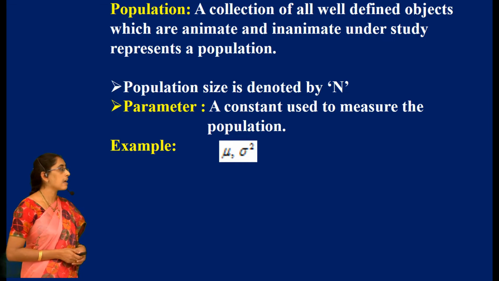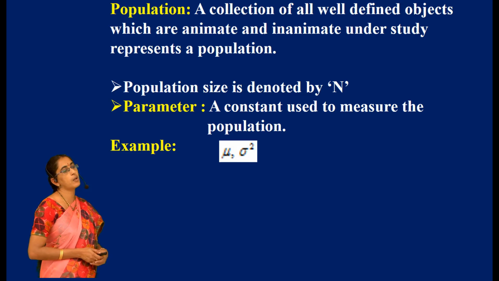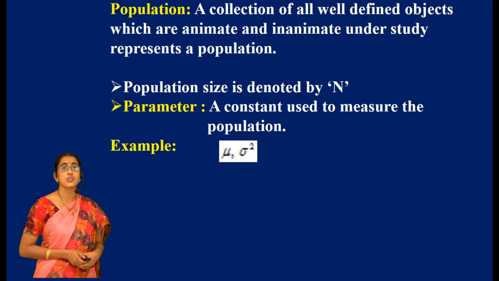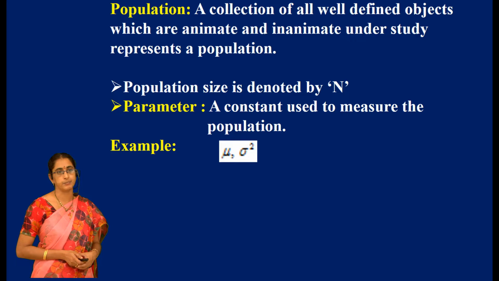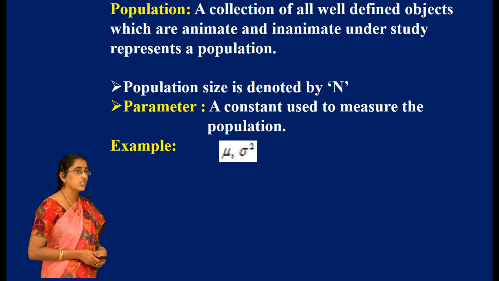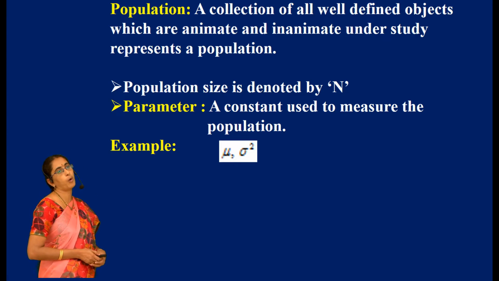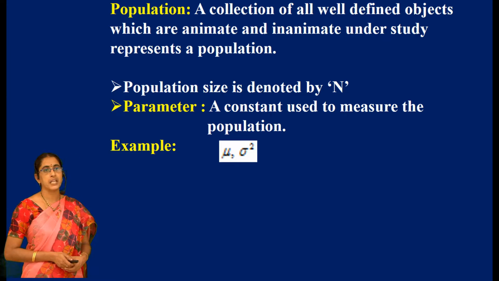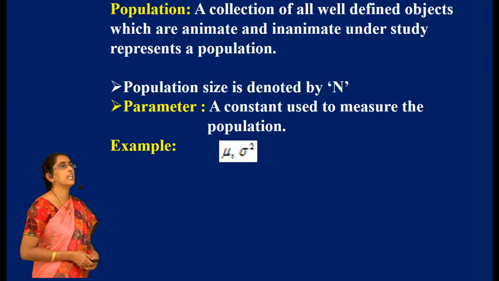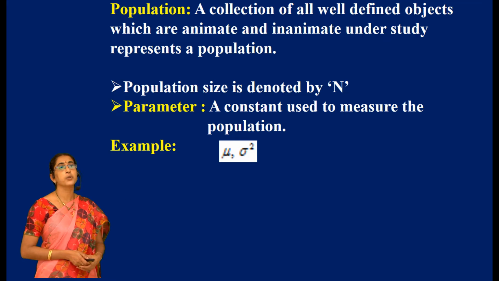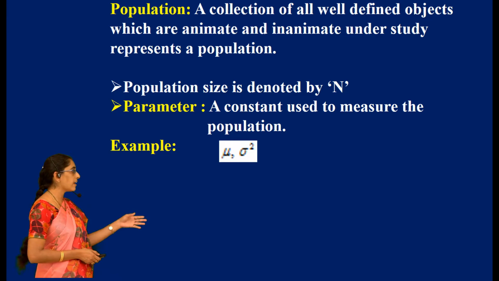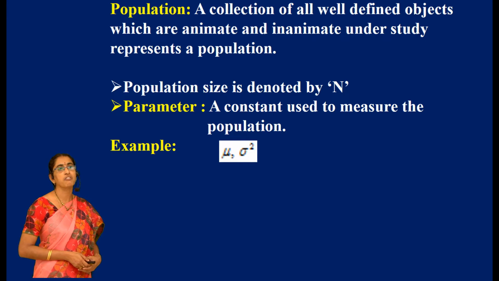That means a sample is nothing but a subset or a small part of the population. The population size is denoted by capital N. To measure the population, we need to use some constants. A constant used to measure the population is known as a parameter. The basic population parameters we consider for any research are mu and sigma square, where mu is the population mean and sigma square is the population variance.